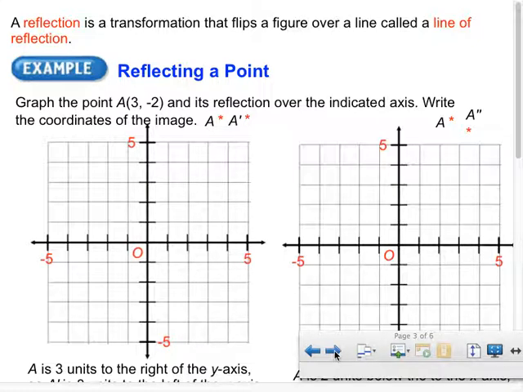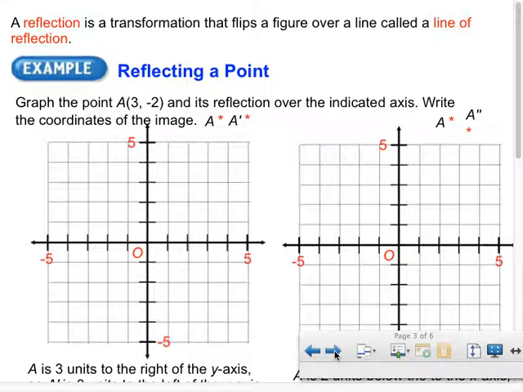Okay? So, a reflection is a transformation that flips a figure over a line called the line of reflection. Okay? So, I still want you to think about it this way. The line of reflection is still like the line of symmetry. That's where we're going to fold it to line up our points. Got it? So, for this one, we're going to start out with A at (3, -2).